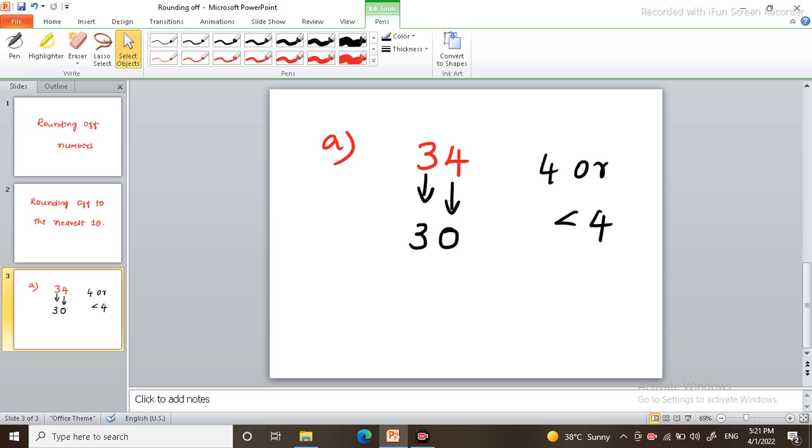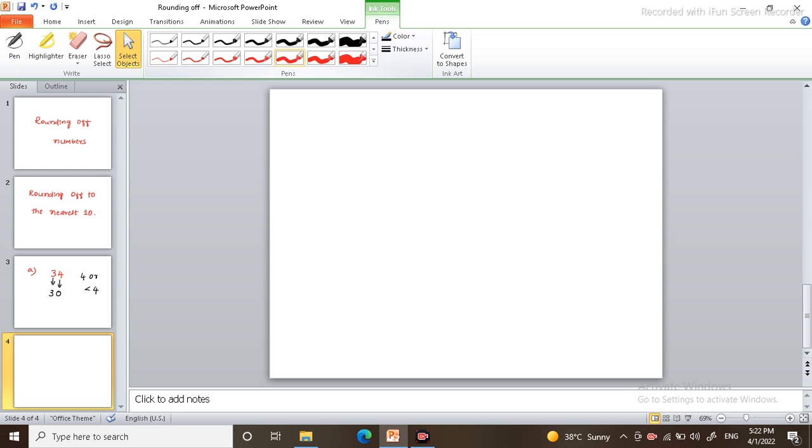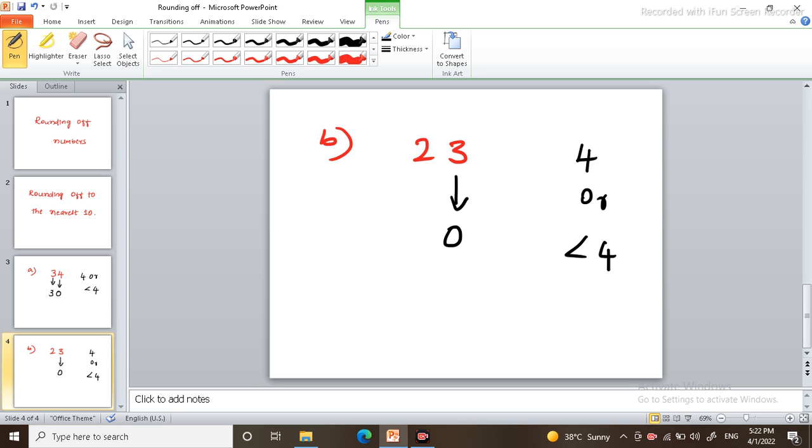Hope this is clear. I'll take one more example. We can consider 23. Yes, see what I told. In ones place it is 4 or less than 4. If it is 4 or less than 4, then in ones place it will be 0, and in tens place it will remain as it is. So 23 will become 20.